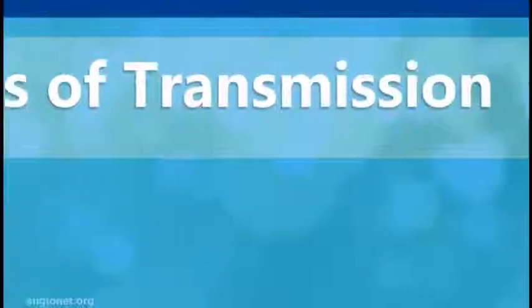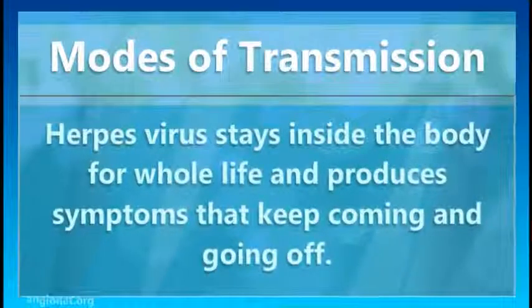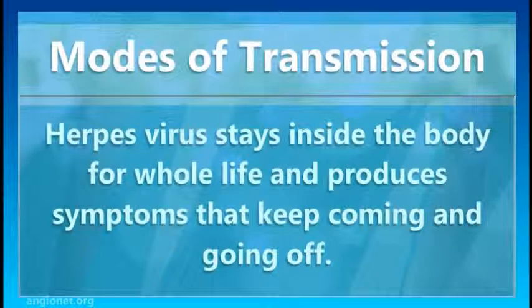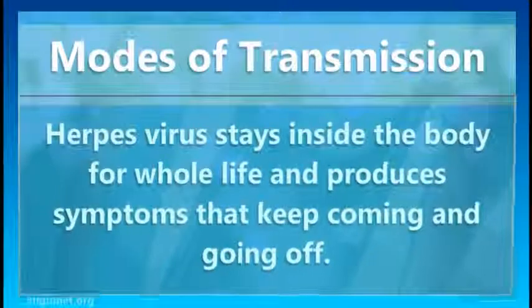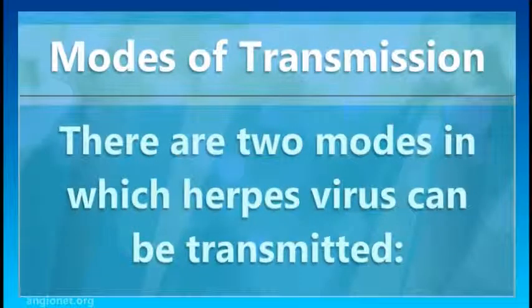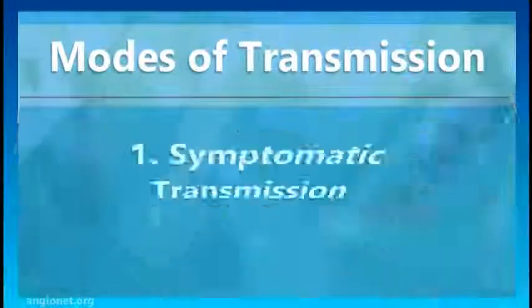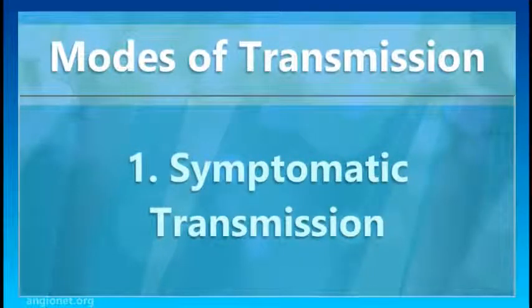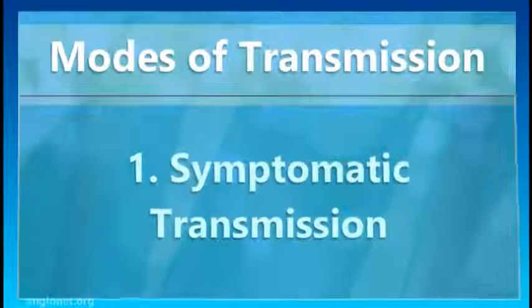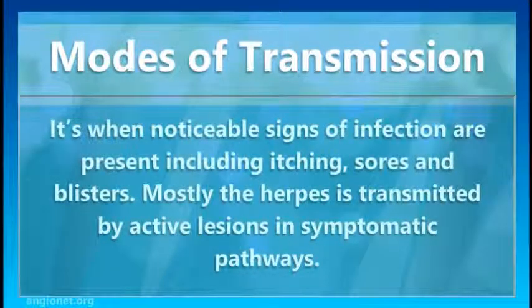Modes of transmission. Herpes virus stays inside the body for whole life and produces symptoms that keep coming and going off. There are 2 modes in which herpes virus can be transmitted. 1. Symptomatic transmission. It is when noticeable signs of infection are present, including itching, sores and blisters. Mostly the herpes is transmitted by active lesions in symptomatic pathways.